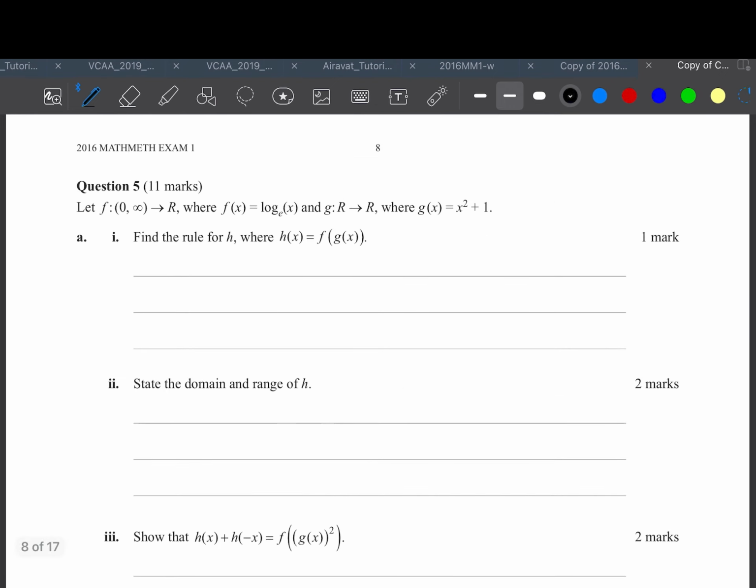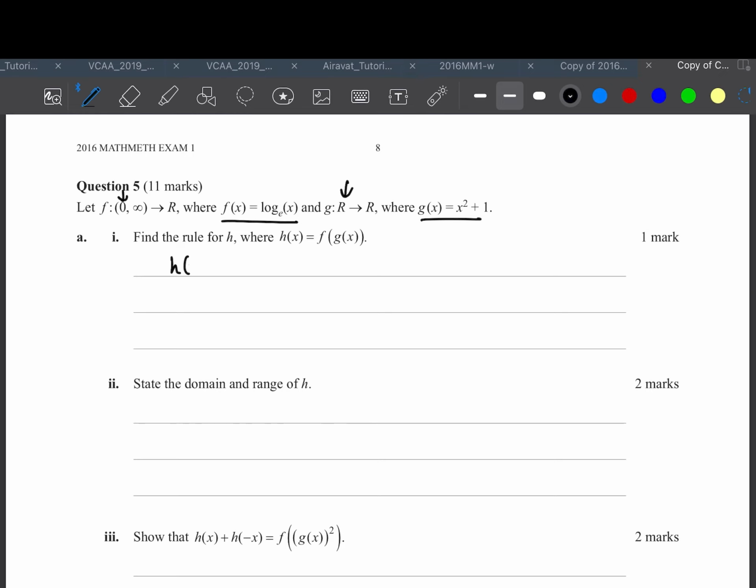So let's move on to question number 5. Now, we are given f of x and g of x here, with their respective domains, of course, right here and right here. Now what we have to do is find the rule for h, where h of x is just going to be f of g of x.